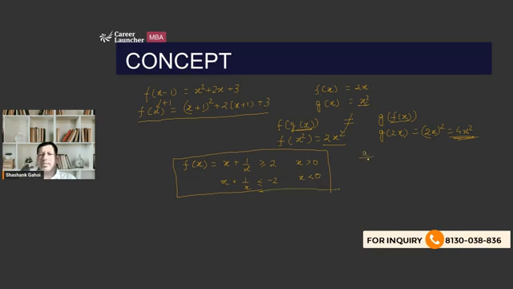x plus 1 upon x can come in multiple formats. For example, I can say a by b plus b by a, and that is always greater than or equal to 2 if a by b is positive, and less than or equal to minus 2 if a by b is negative. These kinds of things have been asked multiple times in CAT, so make sure that you remember all of this.